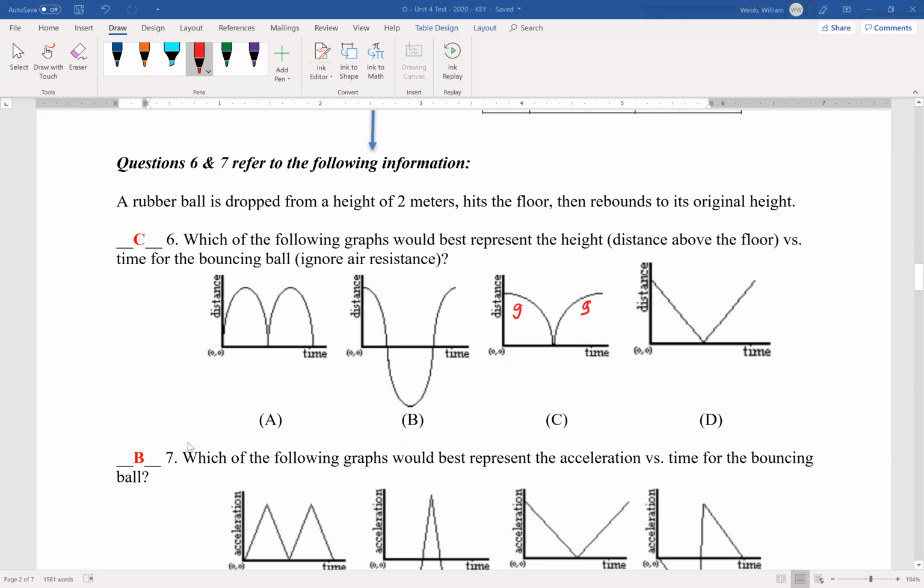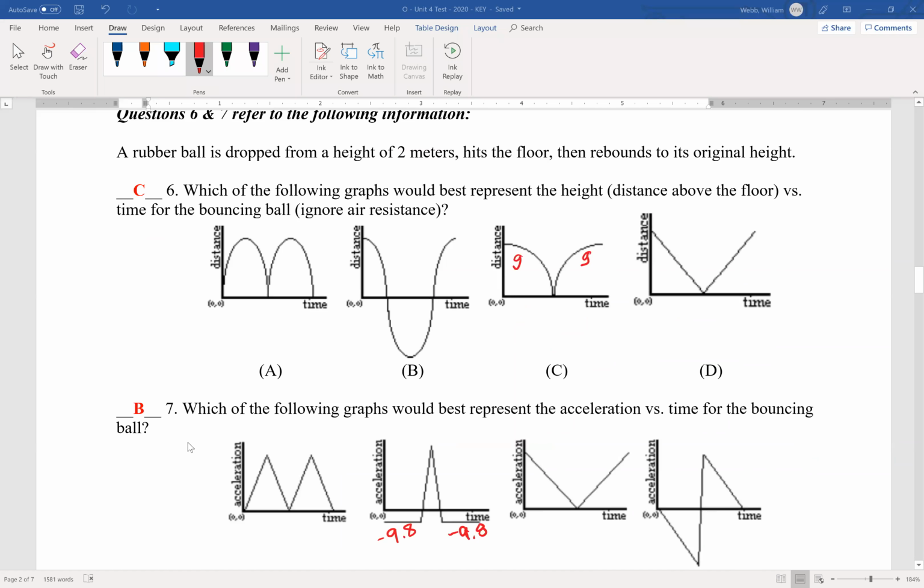All right, number 6. A rubber ball is dropped from a height of 2 meters, hits the floor, then rebounds to its original height. Which of the following graphs would best represent the height, distance above the floor, versus time for the bouncing ball? Ignore air resistance. So this is seeing, do you really understand position time graphs when there's an acceleration?